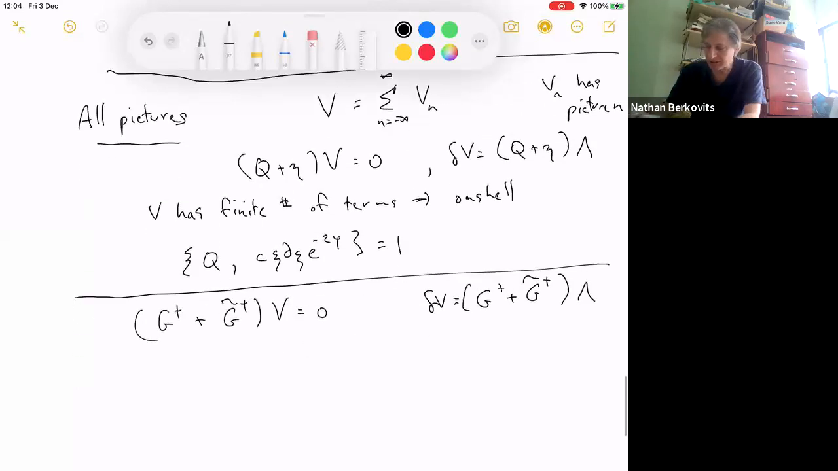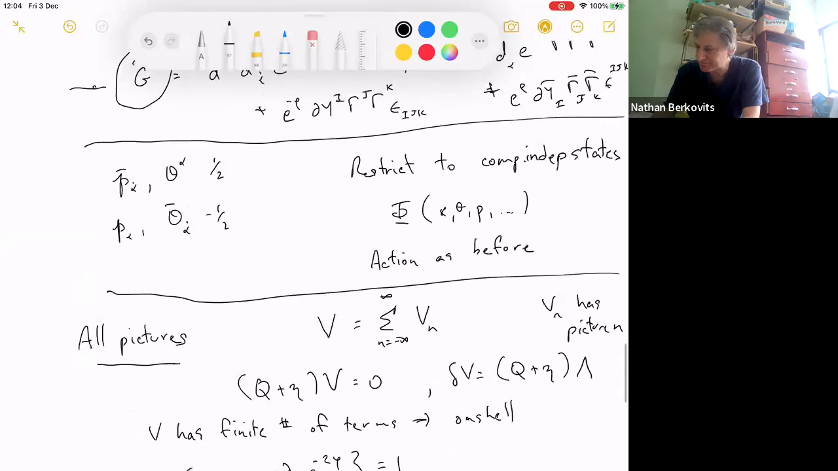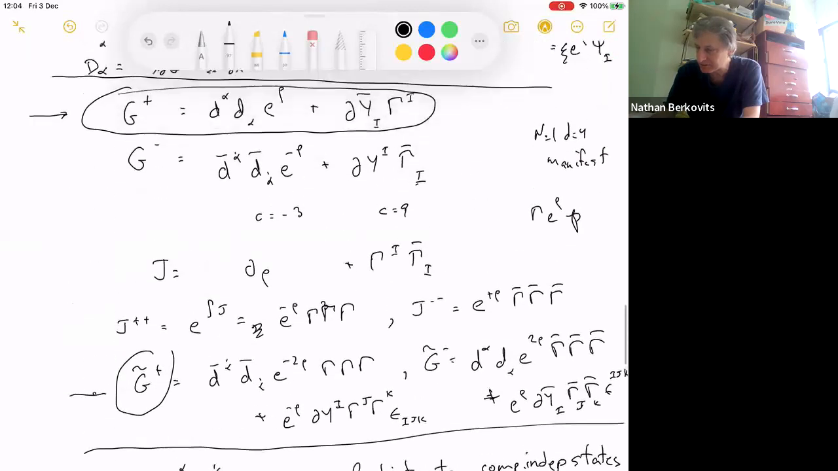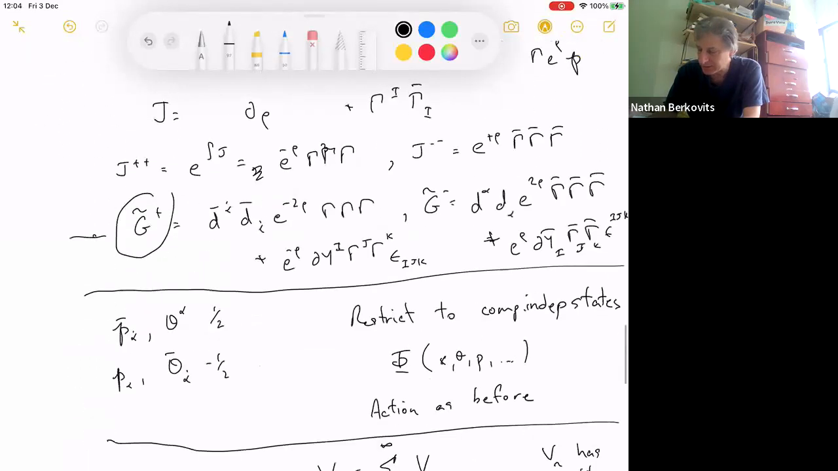Okay, now in the description we had before, G plus has two terms, right? It has the term G squared e to the rho, and it has the term, here I wrote it, dy bar gamma.